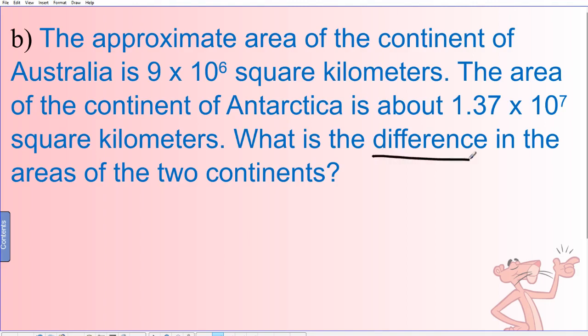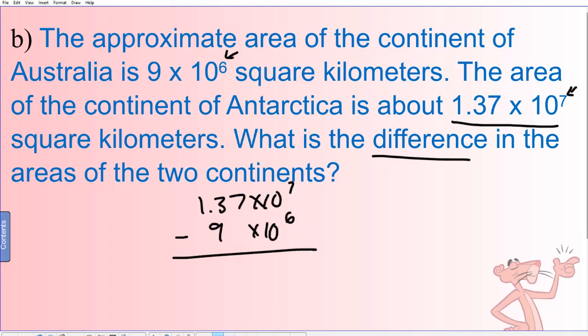Alright, so a difference is a subtraction. So you're going to take the bigger number minus the smaller number, and in that case, I can tell you that this one is bigger because it has the bigger exponent. See, 10 to the 7th is bigger than 10 to the 6th, so this is the bigger number. Even though the decimal is smaller, this number in standard form is bigger than that one. So you're going to take 1.37 times 10 to the 7th minus 9 times 10 to the 6th, and I would probably change them both into standard form because they have different exponents. Might be a little bit easier.